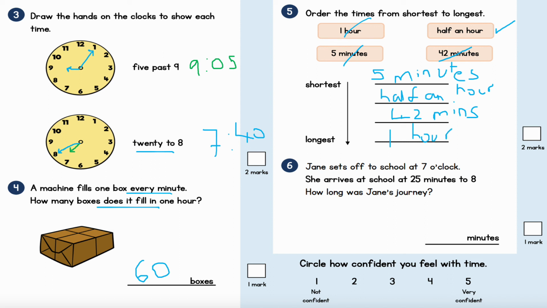Right, guys, question number 6. Jane sets off to school at 7 o'clock. She arrives at the school at 25 minutes to 8. So 25 minutes to 8 means that the big hand lands on this 7. So how long did it take her, or how long was Jane's journey? It was 35 minutes. So it takes Jane 35 minutes to set off, I'm assuming, from her house to school, or from a location to school.